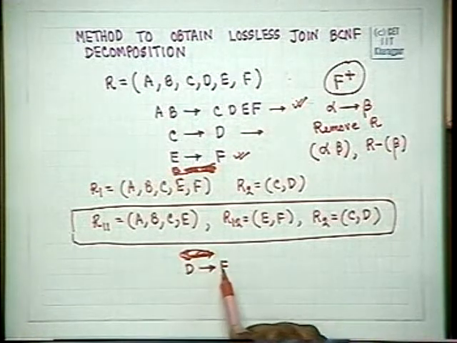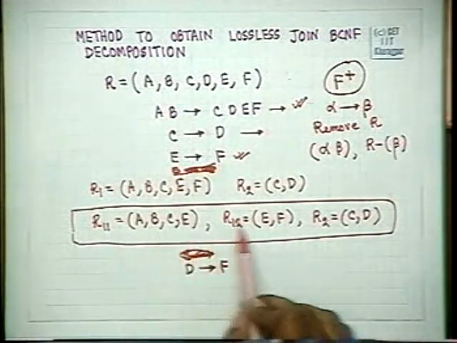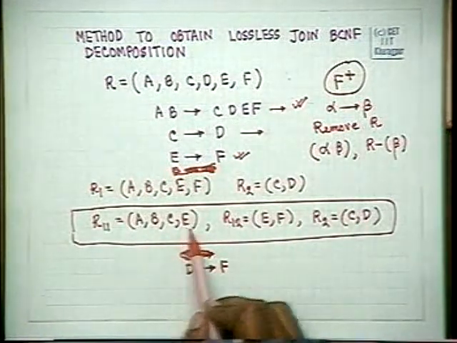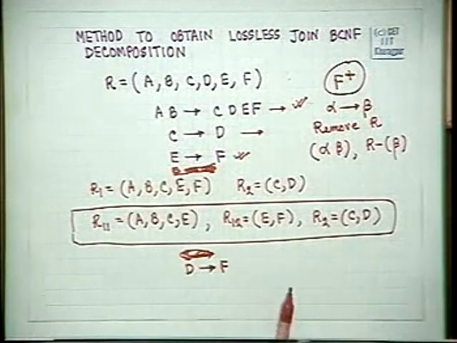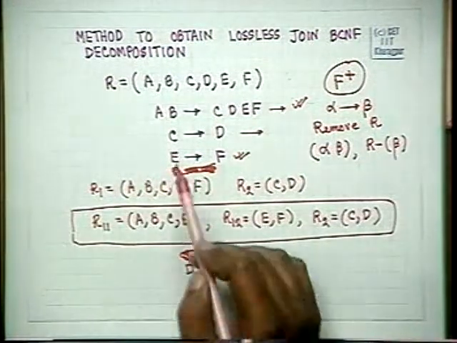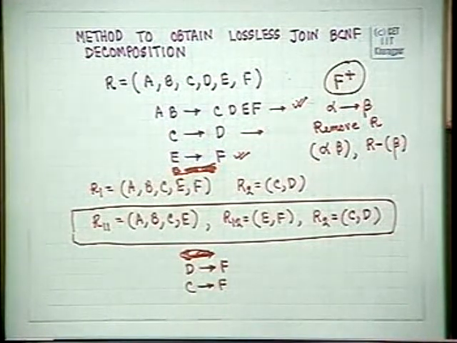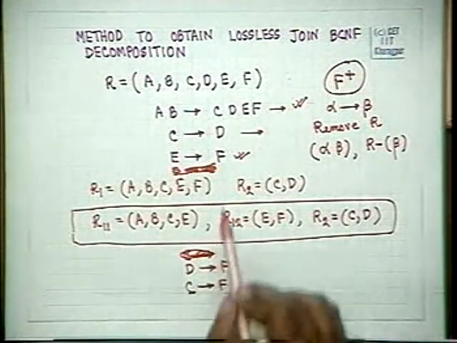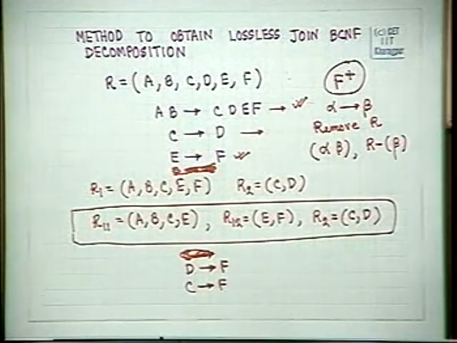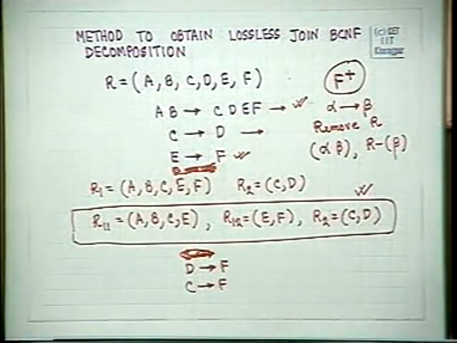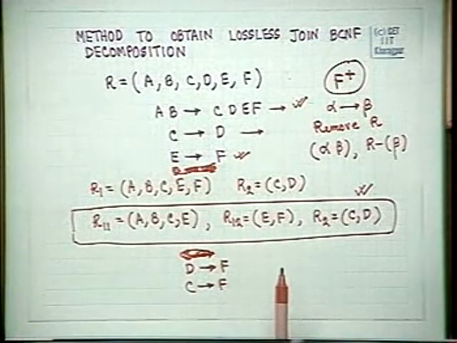Then I would have to check D to F also, but here D to F is trivially satisfied because AB to C is satisfied, E to F, C to D. So D to F is trivially satisfied. I would also have to check the dependency C to F, but C to F is also satisfied because it does not hold on any one of them. Therefore, in this situation, we have got a decomposition here which is in BCNF and which is a lossless join decomposition.